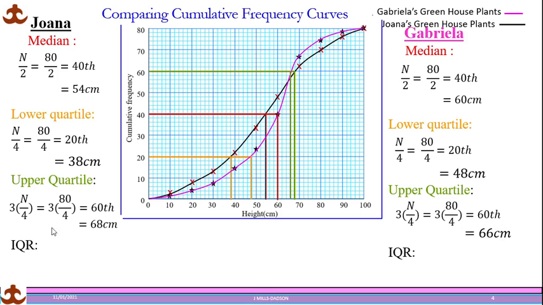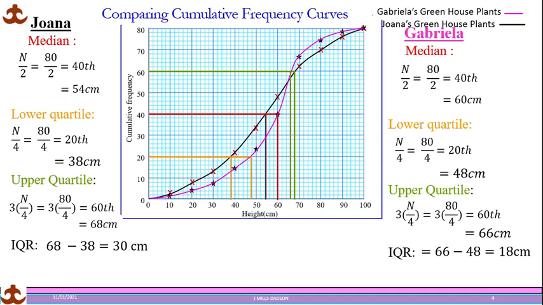So we can now use the lower quartile and upper quartile to work out our interquartile range. So let's work out Joanna's interquartile range. 68 minus 38 is 30 centimeters. Let's work out Gabriella's interquartile range. 66 minus 48 is 18 cm. In case you've forgotten, interquartile range is upper quartile minus lower quartile.